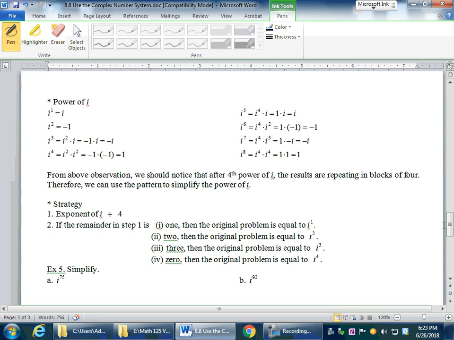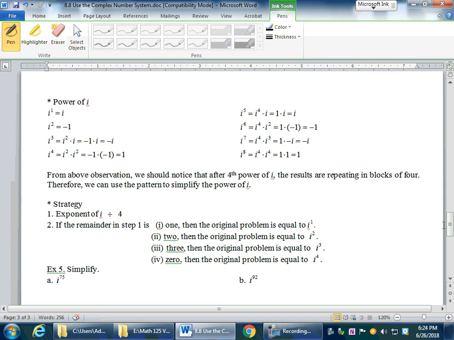The power of i. So let's pay attention to the first few powers. i to the first power is i. i to the second power, from the definitions and properties we know, is -1. i to the third power, I can rewrite as i squared times i. Well, i squared is -1, so therefore my final answer is -i.